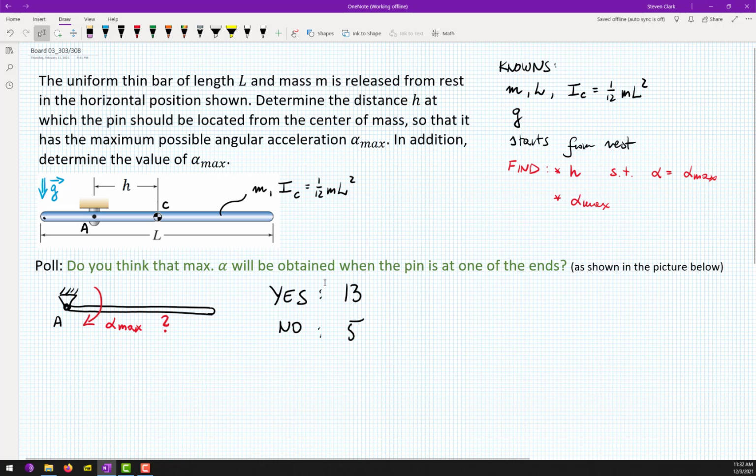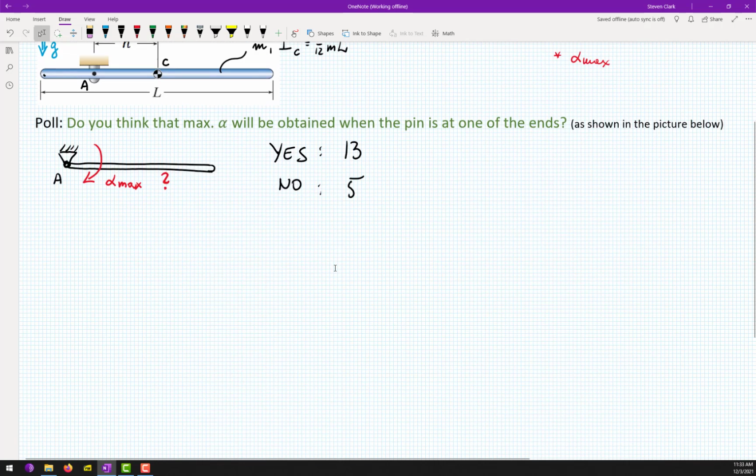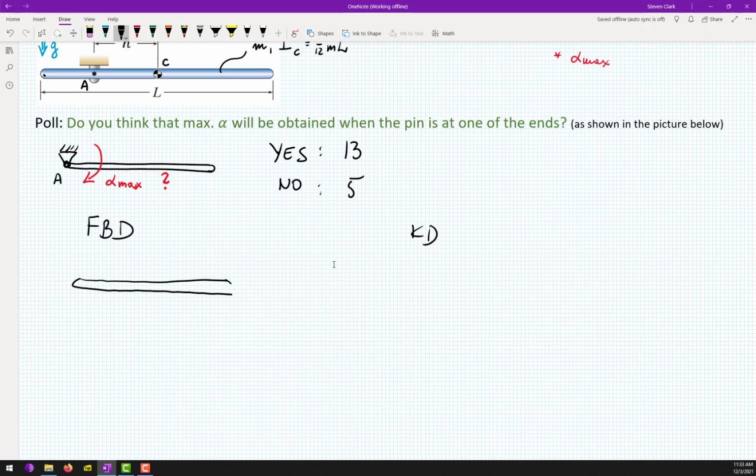And let's continue. This is dynamics. Yes, this is not Michael's wanderings. Let's continue dynamics. Let's solve that problem. And since we are in kinetics of rigid bodies, let's do FBD. Oh, sorry, FBD and KD. Okay, so I'm going to draw this bar and center of mass. And I'm just going to copy it here.